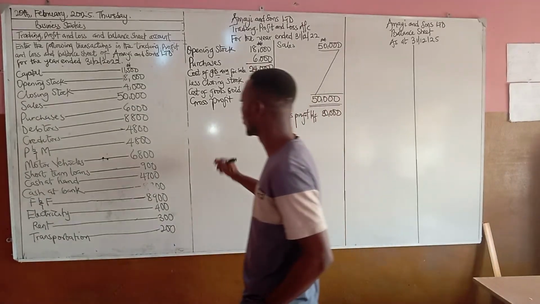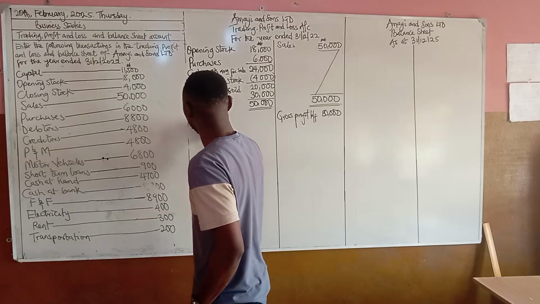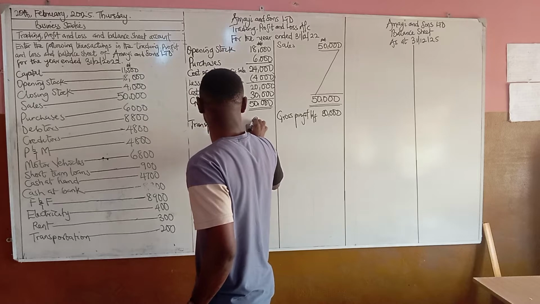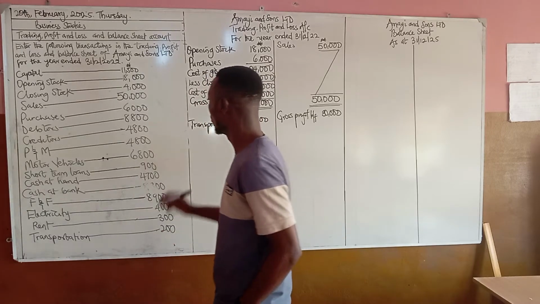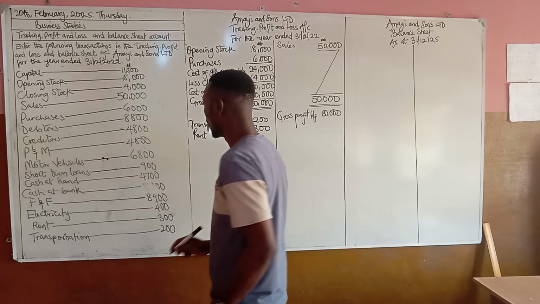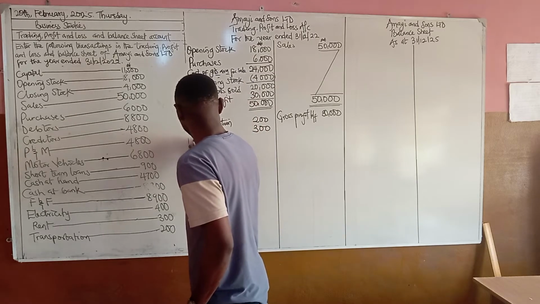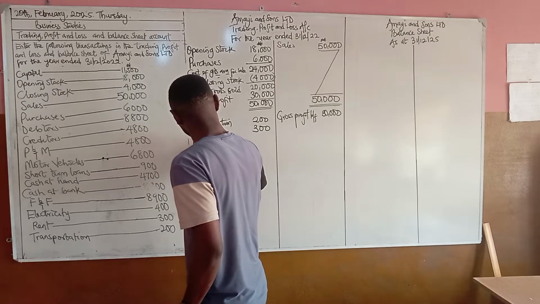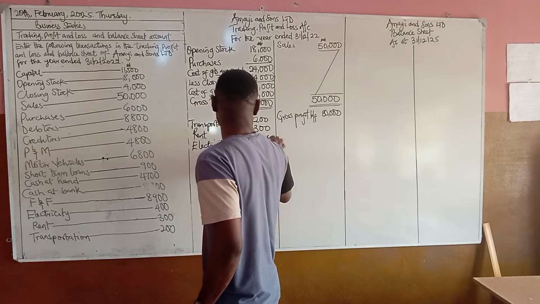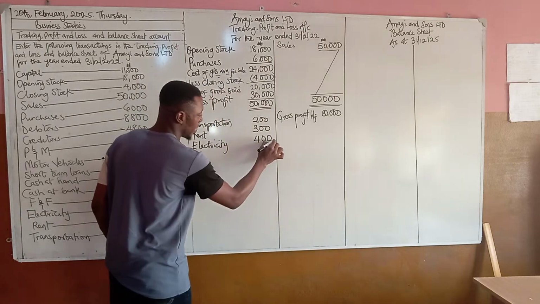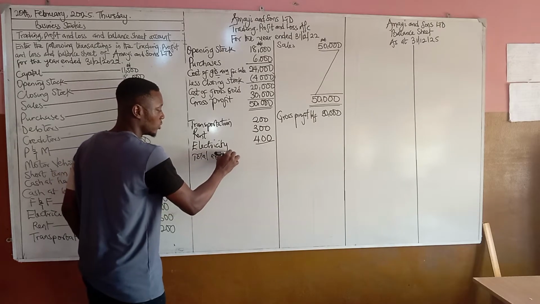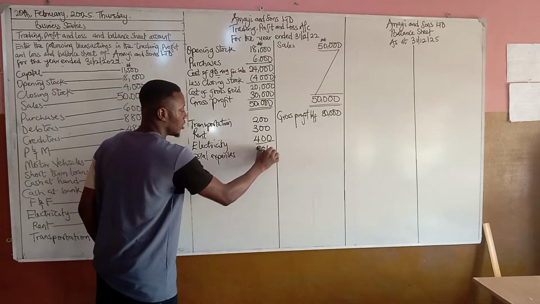Yes, transportation. What's the value? 200. Transportation is 200. Any other? Rent. Rent paid is how much? 300. Wonderful. Electricity, how much? 400. So electricity is 400. Is that all? Yes. Okay, what's our total expenses? 900. So our total expenses is 900.